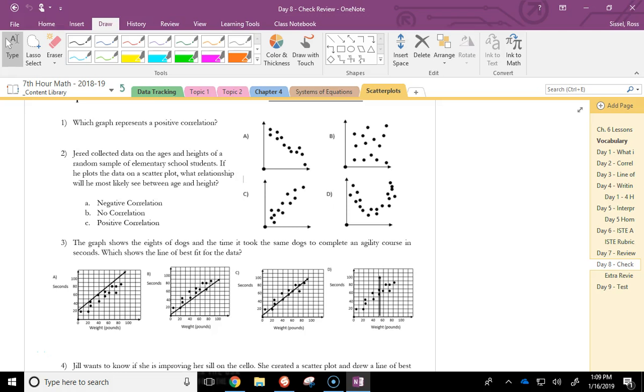So, Scatterplots, question number 1 said, which graph represents a positive correlation? Natalie? C. Good. C. Graph A, what correlation is that one going? Negative. Okay. When it's going down and to the right, we know we have a negative correlation. B is what type of correlation, Riley? Yeah, it's a no correlation. No association.